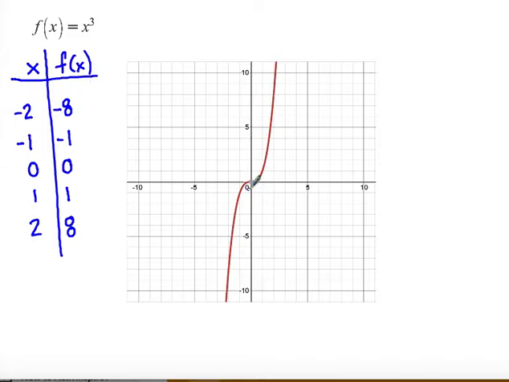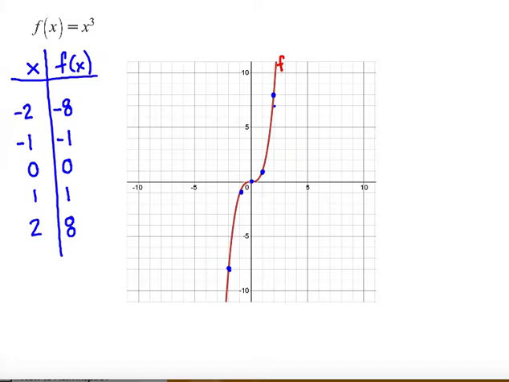So I can go ahead and plot these on this graph. You can see it unfold here. So here's 1, 1, negative 1, negative 1. 2 is going to reach all the way up to 8. And negative 2 is going to go down to negative 8. And you can see that my points are just following that red curve. This red curve will be the curve of the original function.